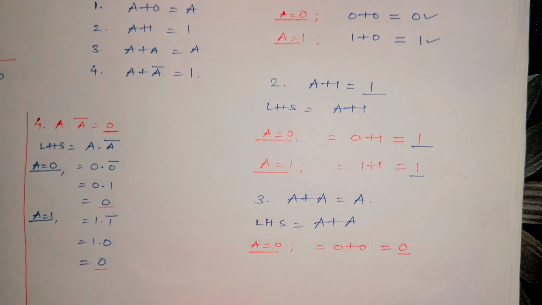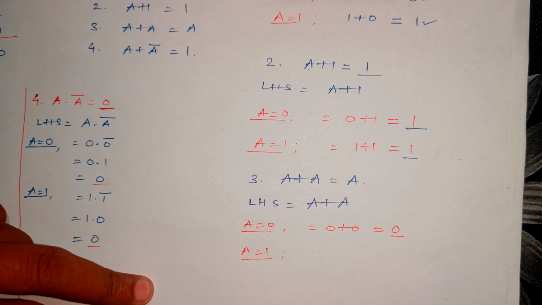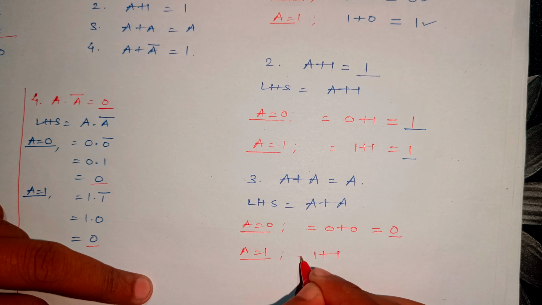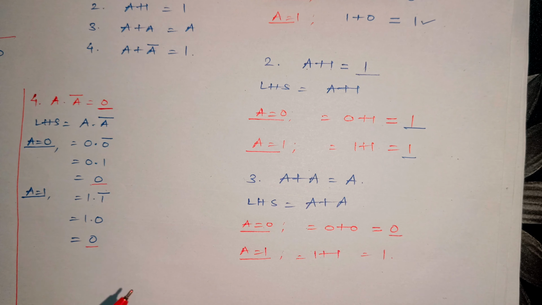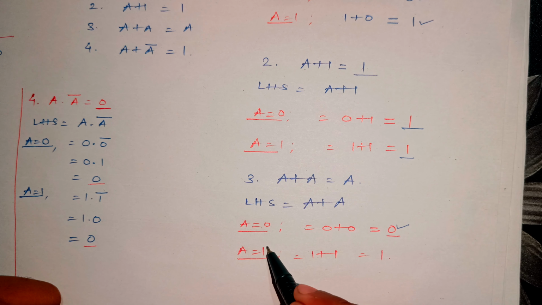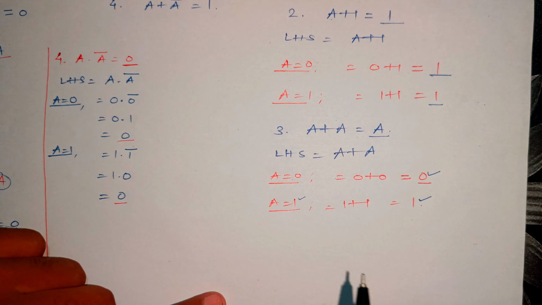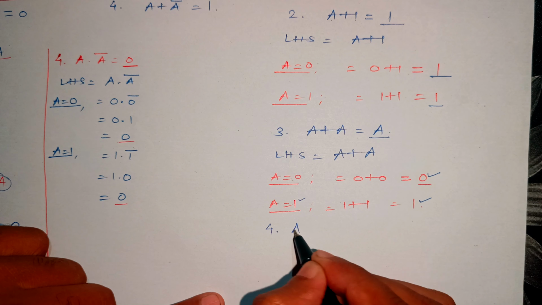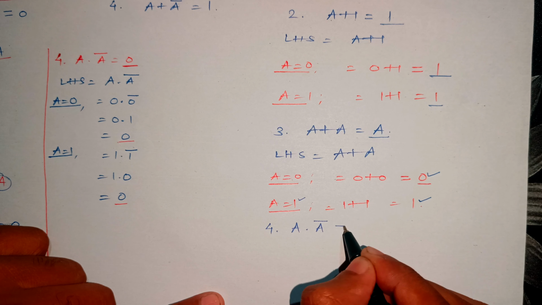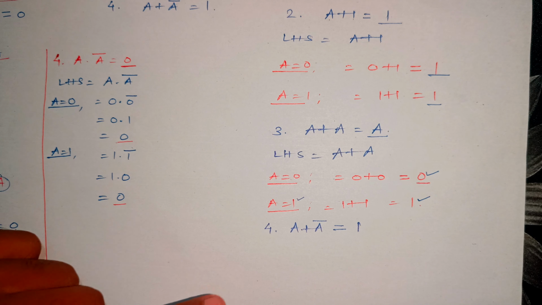Counterpart. Let's take a as 1. 1 plus 1 will be 1. So देखिए हमने 0 एज्यूम किया था, we are getting result 0. 1 एज्यूम किया, रिजल्ट आ जाएगा 1. यानी कि a plus a will be equal to a. Another useful. Lastly, a plus a bar is equal to 1.